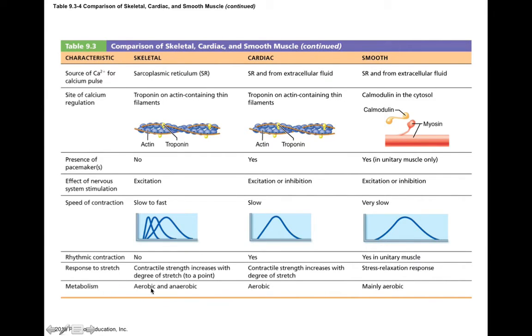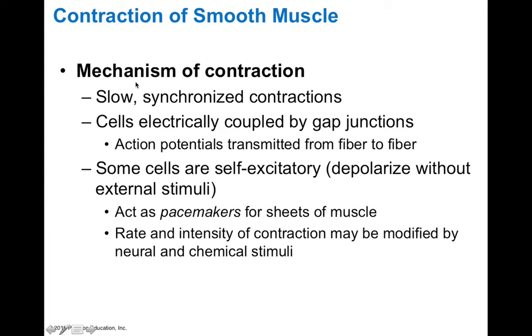In terms of metabolism, we see that skeletal muscle cells can be anaerobic, whereas all three muscle types mainly rely on aerobic respiration. So what we're going to do now is really get into the mechanisms of smooth muscle contraction. And we find that smooth muscle contraction is more slow and synchronized. And this is actually because of these electrically coupled gap junctions where action potentials can spread from one smooth muscle cell directly into the next.